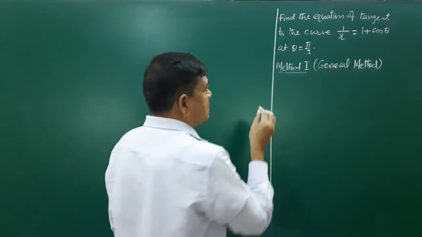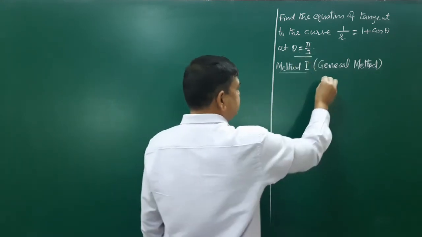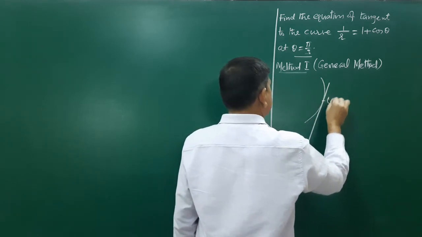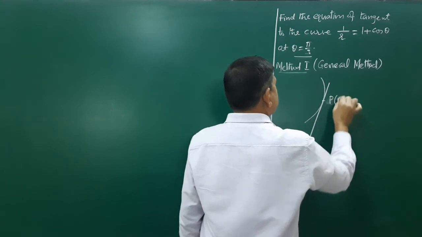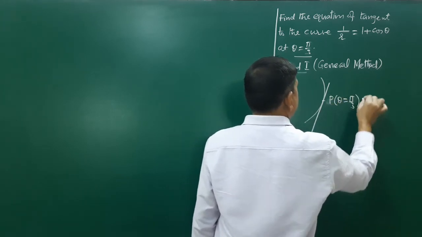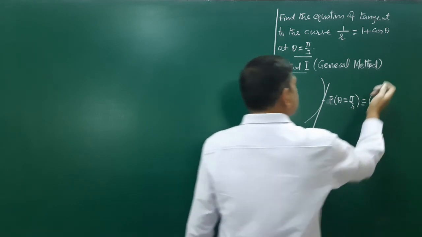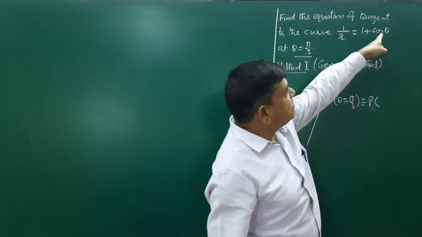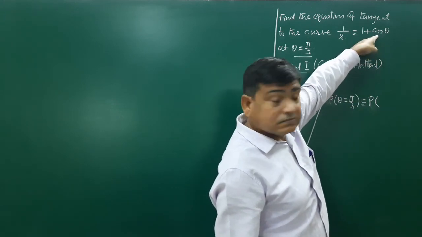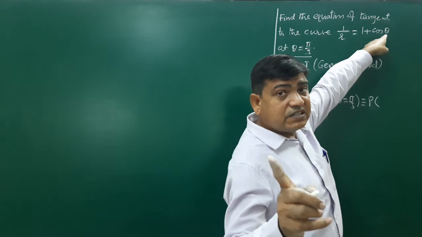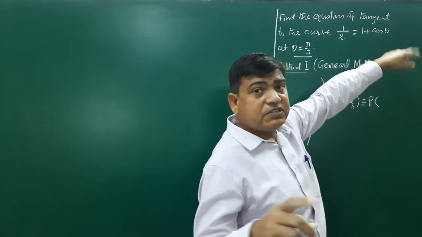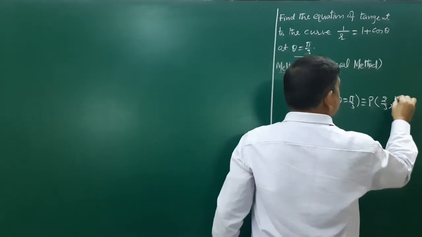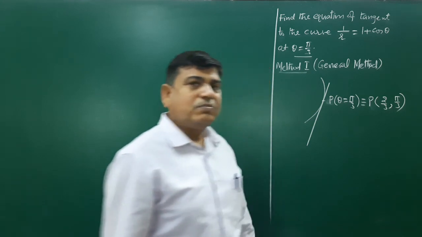Recall, theta equals pi by 3. Put pi by 3 here. Cos pi by 3, cos 60, is 1 by 2. 1 plus 1 by 2 is 3 by 2. So 1 by r is 3 by 2, so r is 2 by 3. So this point is 2 by 3, pi by 3.